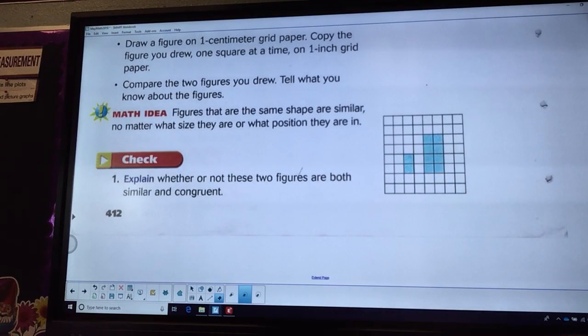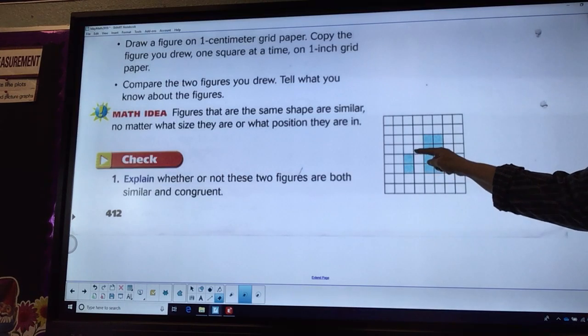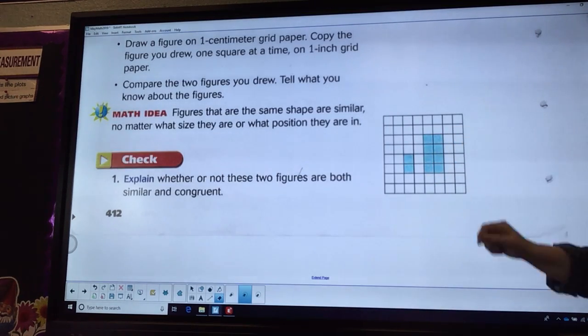Okay, you'll need a piece of notebook paper for this next part. On this next part, we're supposed to explain whether or not these two figures are both similar and congruent. Now, if you take a look at those, what do we have there? Okay, we have two rectangles. Now, the figures have the same shape. I have a rectangle and a rectangle.